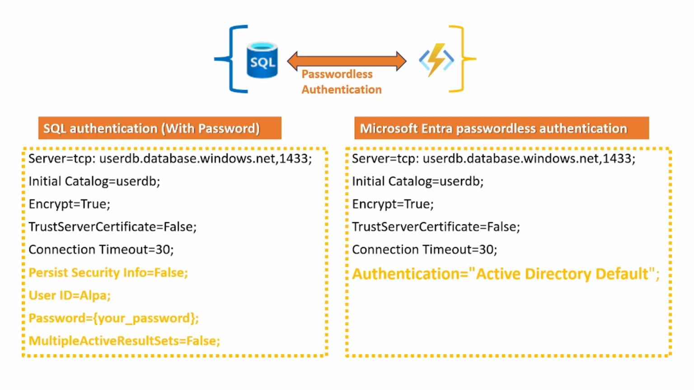In this video, we are going to see how you can use passwordless authentication for your SQL database in your Azure function. If you use SQL authentication, then you can see on the left side this is a connection string for your SQL authentication. But if you use passwordless, then this is the connection string for your passwordless authentication. And this connection string you need to set into your function app. So there are a few steps you need to follow.